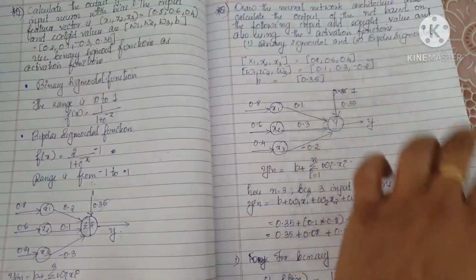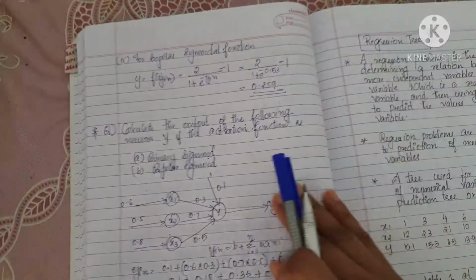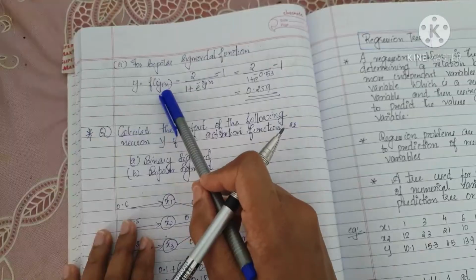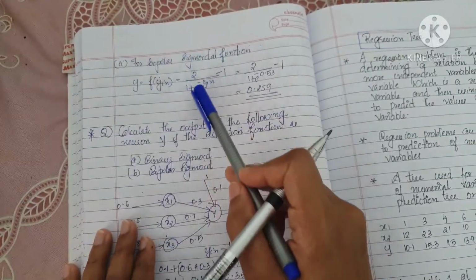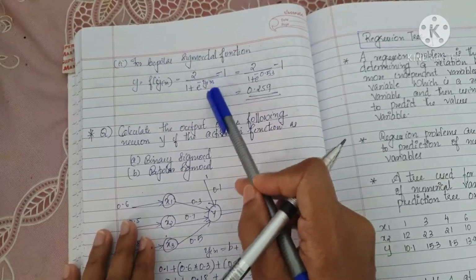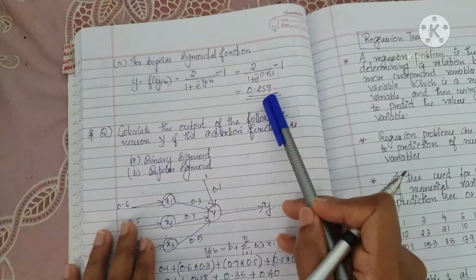And the second one we have to calculate is the output from the bipolar sigmoidal. For the bipolar sigmoidal function, y is equal to f of yn, and the equation is 2 divided by 1 plus e raised to minus yn, minus 1, which is equal to 0.259.